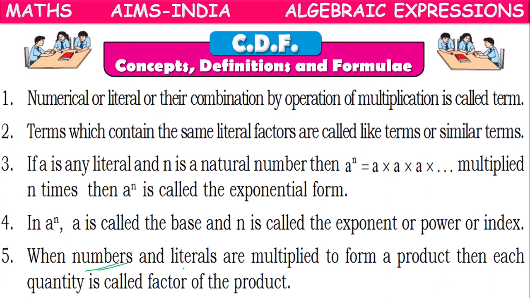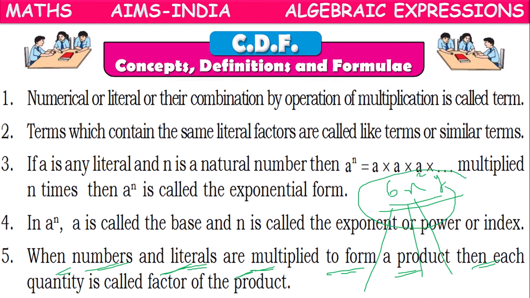So when numbers and literals are multiplied to form a product, each quantity is called a factor of the product. Suppose we have 6x square y. For this term, 6 is a factor, x square is a factor, y is a factor, because all of them can divide the product individually. So each individual quantity is called a factor.